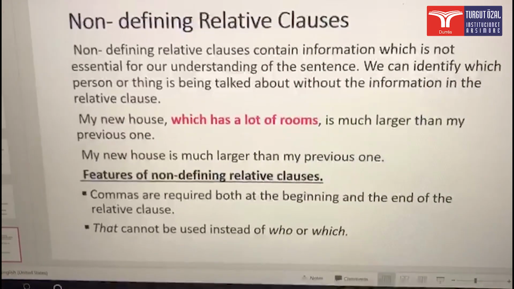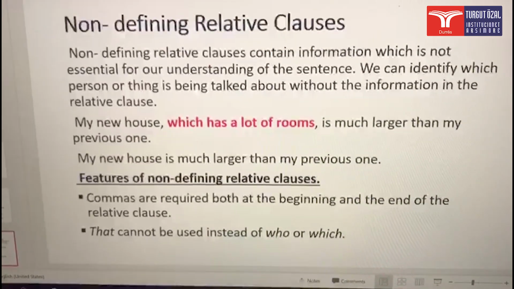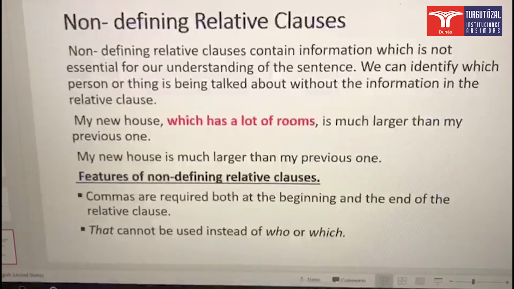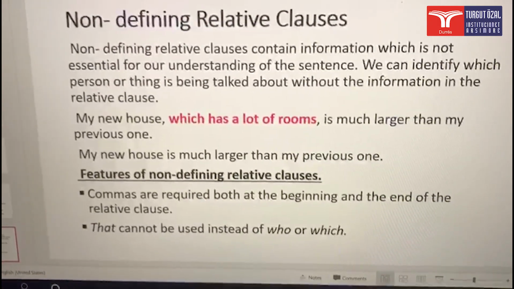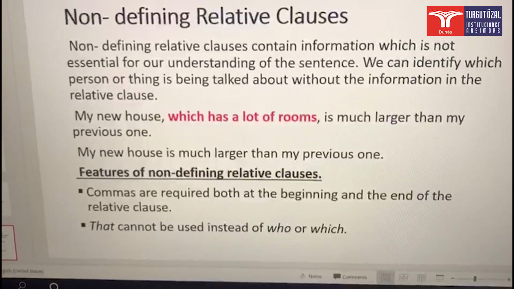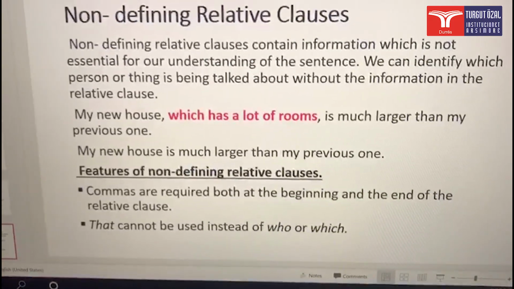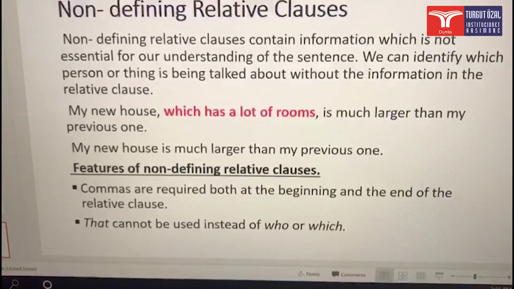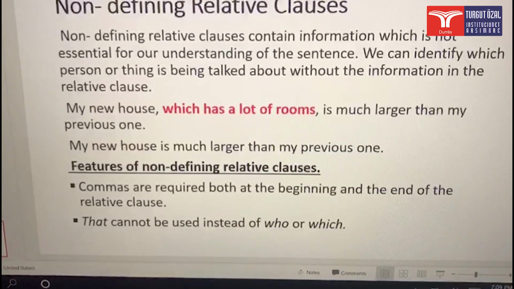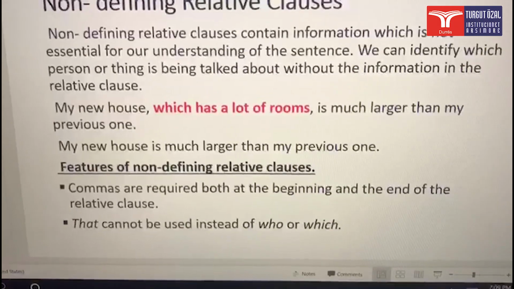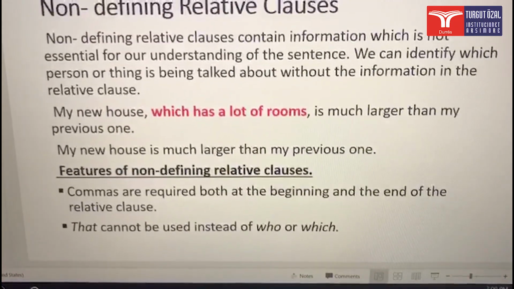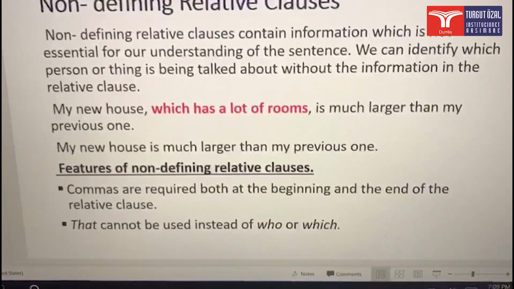Some features of non-defining relative clauses. Commas are required both at the beginning and the end of the relative clause. As you can see, we put commas. That cannot be used instead of who or which. So we cannot replace who or which with that.